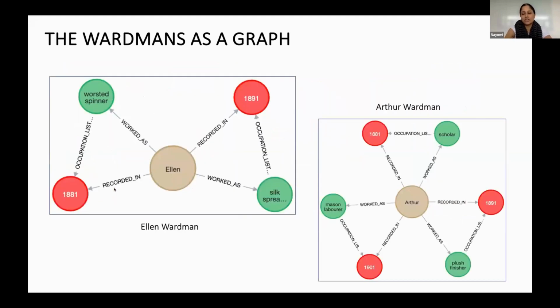Moving on to look at occupations, we can see changes in occupation over time. We see from the picture on the left-hand side that Ellen Wardman was initially employed as a worsted spinner in 1881, but by 1891 had changed trade and was recorded as a silk spreader. Arthur Wardman, who's represented in the picture on the right, had been at school in 1881 and was listed as a scholar, but had become a plush finisher by 1891 before changing professions to become a mason labourer by 1901.